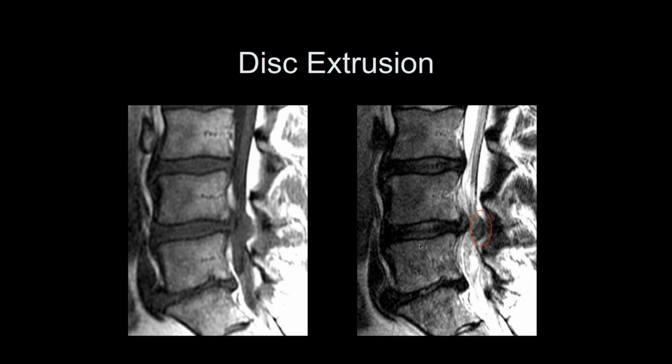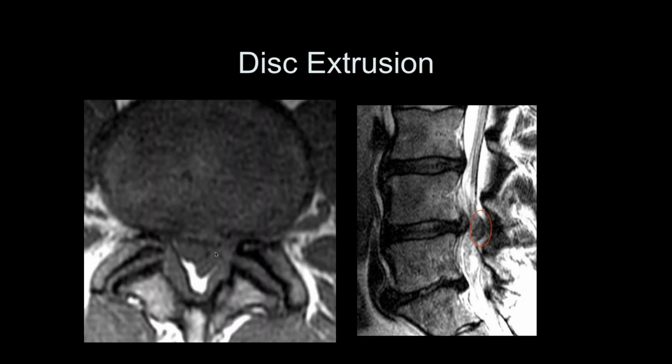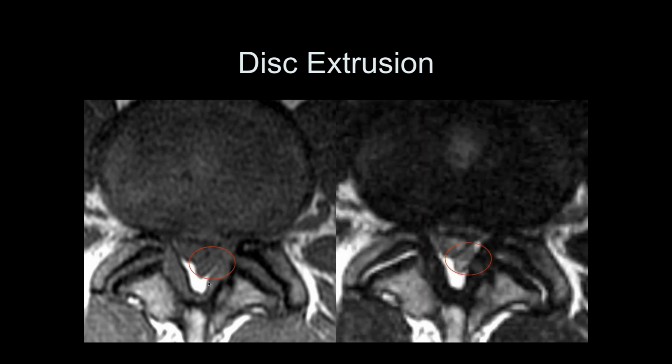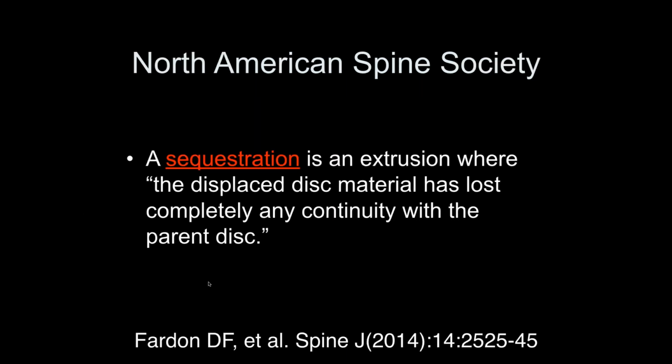And then here's another extruded disc which is extending out into the neural canal. And here we can see it actually extending posterior to the nerve roots in this case. The next term that the North American Spine Society uses is the term sequestration. It's an extruded disc where the disc material has lost any continuity with the parent disc.